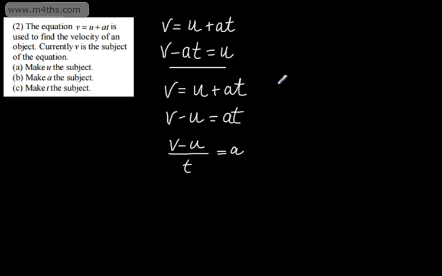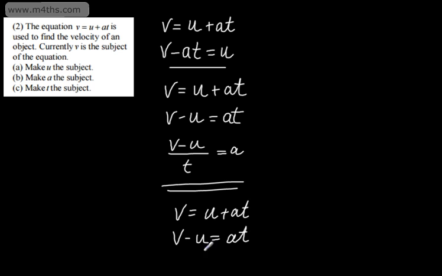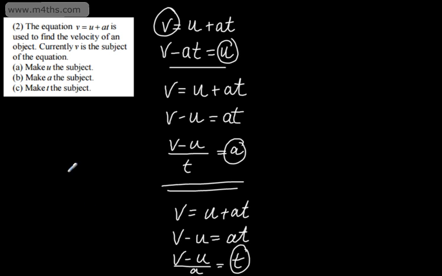We now need to make t the subject, well, no different to what we've just done, but instead of dividing by t, we divide both sides of the equation by a. So v is equal to u plus at. v minus u is equal to at. And then (v minus u) divided by a is equal to t. t is now the subject. v is the subject, a is the subject here, u is the subject here, and t is the subject here. So what we can do is move these around such that we can express one quantity in terms of the other.